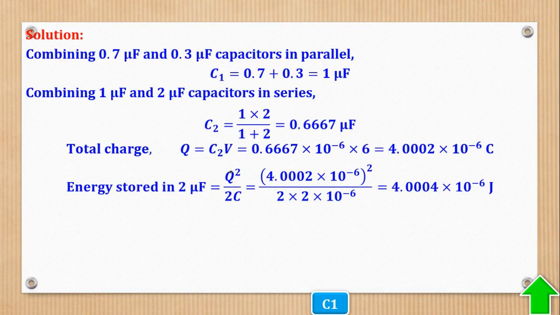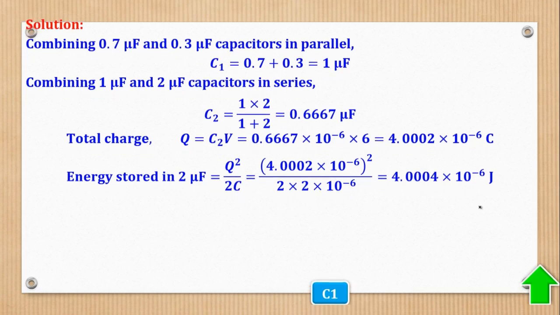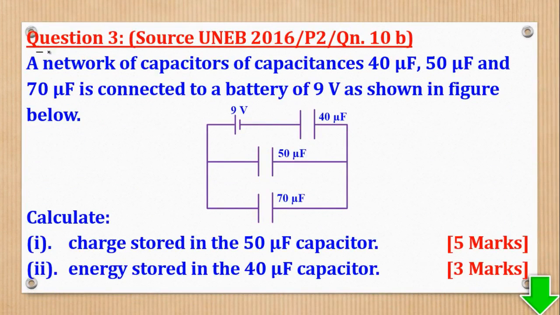So the energy is given by the formula Q squared over 2C. I believe you already know this formula. So Q is this and C is this, which is here, but you convert to farad. In the end, you come up with this as the energy they wanted. So that was question 2.